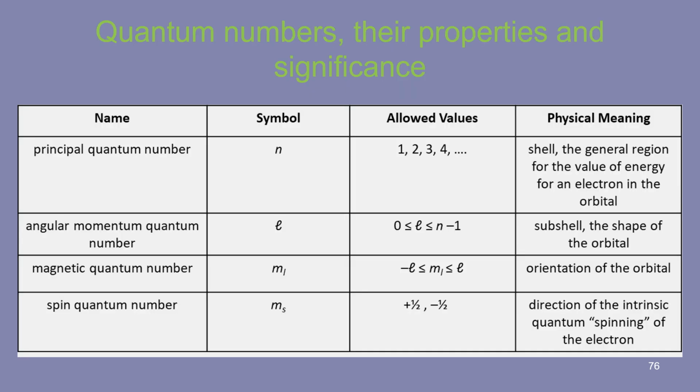So this is, again, a little bit of a summary. It's kind of similar to the one I showed you earlier. So n is the shell. It could be 1, 2, 3, 4. The angular momentum quantum number can be anything between 0 up to n minus 1, and that indicates the subshell, which also tells me the shape of the orbital. And then the magnetic quantum number can be anything between negative l and positive l, and that tells us the orientation of the orbitals. And then the spin quantum number is actually sort of the intrinsic spinning of the electron.